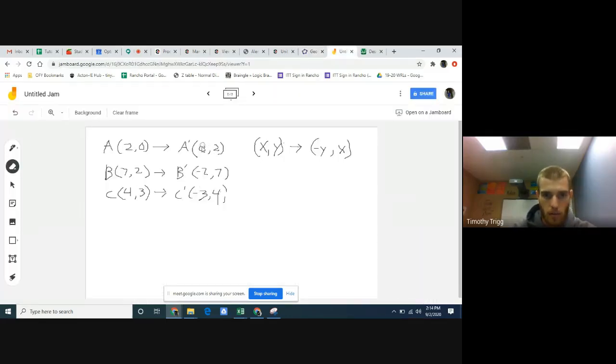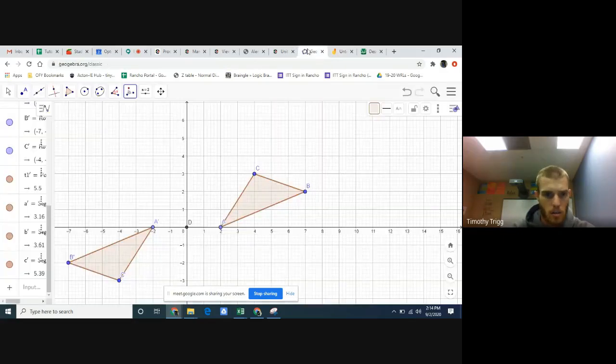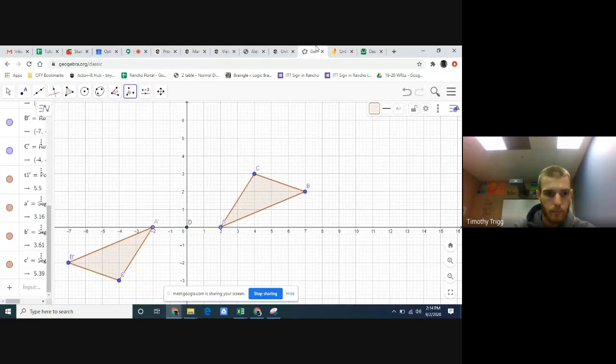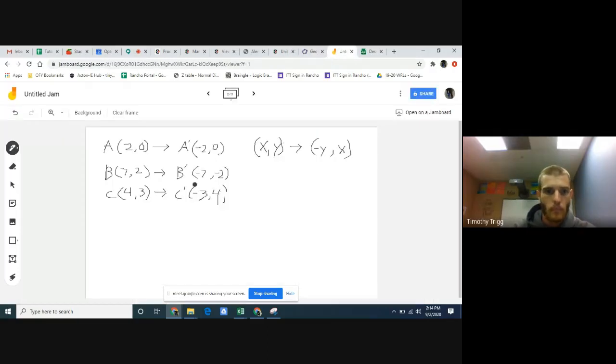So let's start looking at this. A went from 2, 0 to negative 2, 0. Forgive my mistakes. Point B went from 7, 2 to negative 7, negative 2. And we could already kind of guess that C went from 4, 3 to -4, -3.